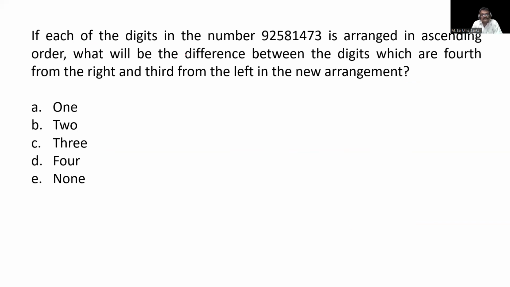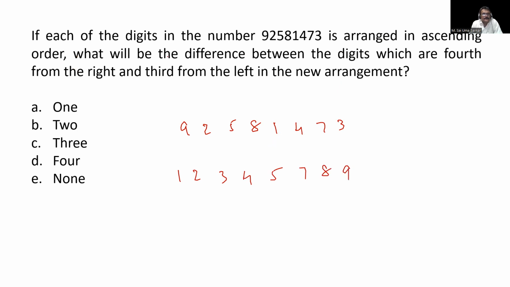If each of the digits in the number 9, 2, 9, 2, 5, 8, 1, 4, 7, 3 is arranged in ascending order, what will be the difference between the digits which are fourth from the right and third from the left in the new arrangement? Here, in ascending order: 1, 2, 3, 4, 5, 7, 8, 9.